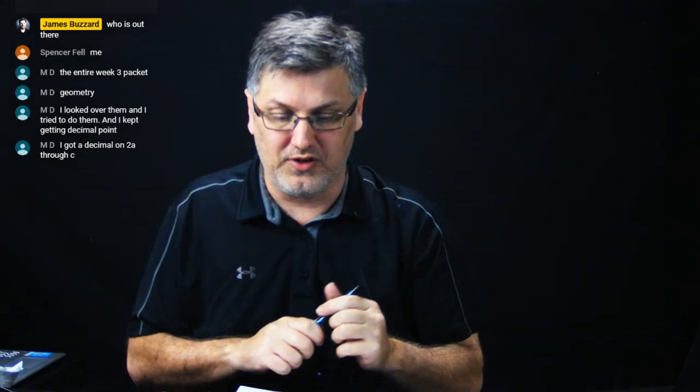All right, so let's do 2A. I got a decimal on 2A though. Okay, that's okay. On 2A, you may get a decimal because it's a slope. Let me show you what you're looking for. Just because you get a decimal doesn't mean you're wrong. You have to know what you're looking for, what that number actually represents.